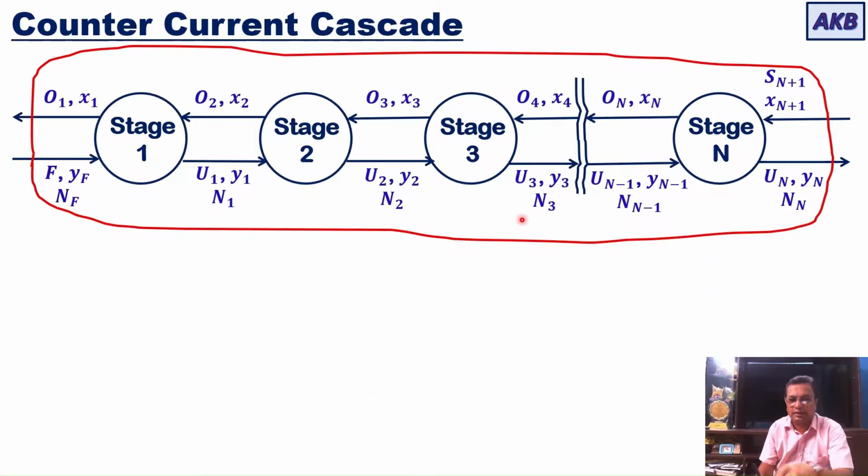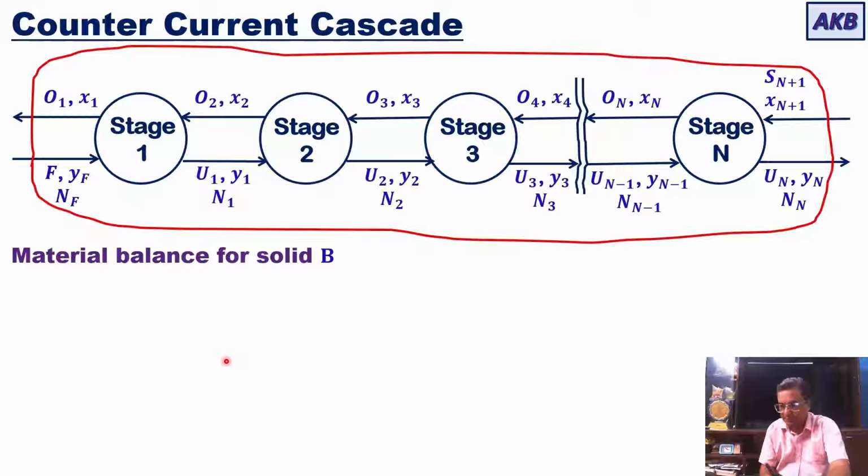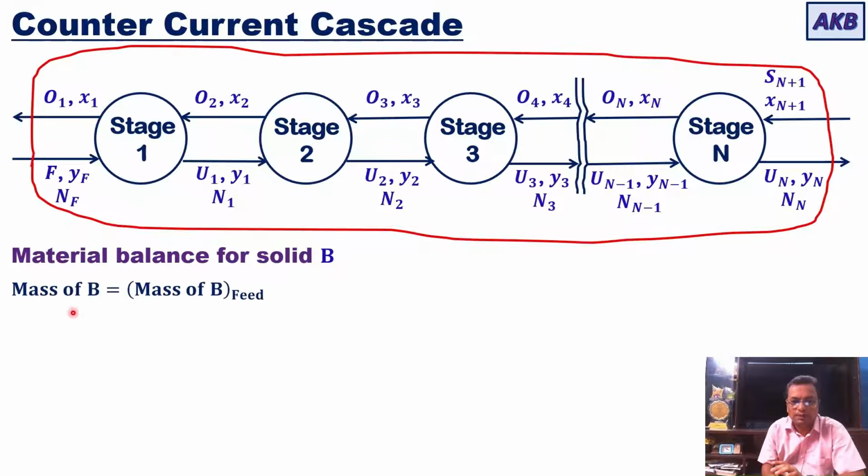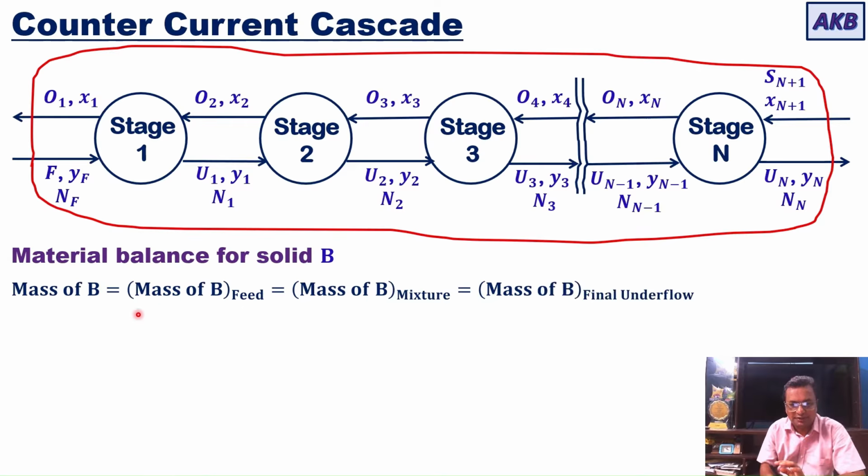Okay, now we will write various material balances. First of all, we will write the material balance for solid B. Whatever mass of B is there in the system will be first in the feed. So mass of B in the feed is equal to mass of B in the hypothetical mixture, that is equal to mass of B in the final underflow. And how do you write this? With the help of a mathematical equation.